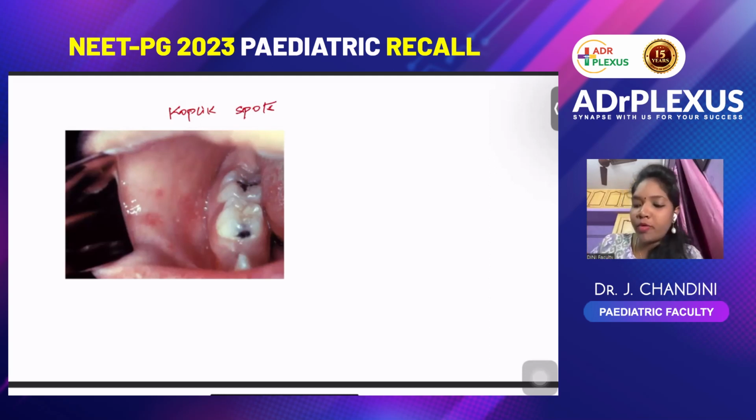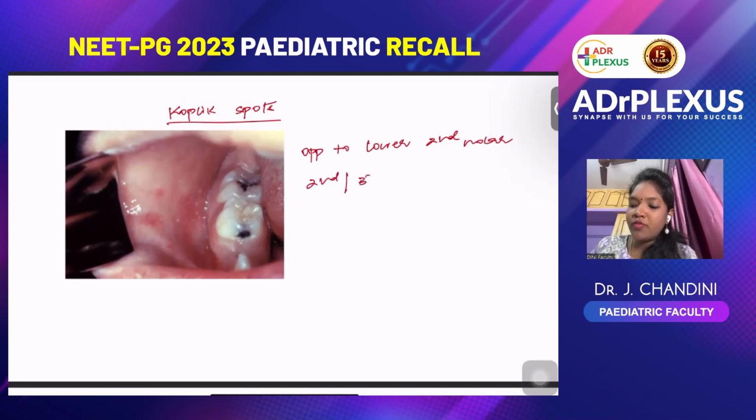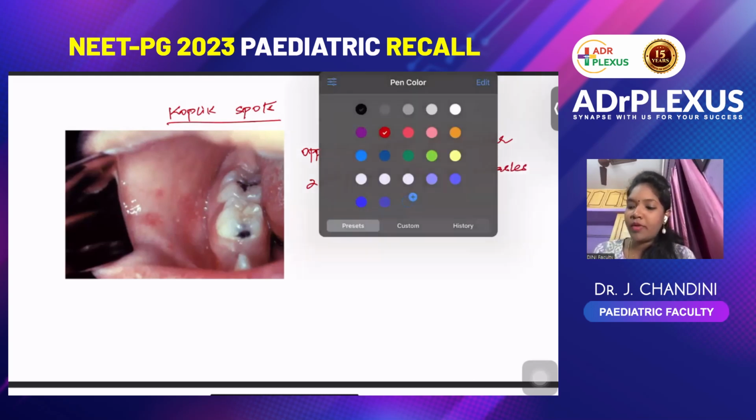Where do you see them? Opposite to the lower second molar. That is important. The location of Koplik spot is important. And they occur on the 2nd or 3rd day of measles. This is about Koplik spot.